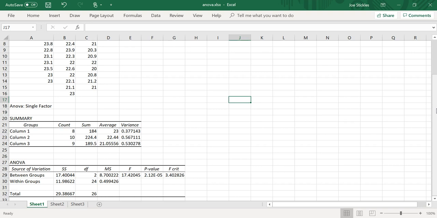That being 0.00002 is pretty darn small. So we would reject in that case. So it means there is one that's different? Yeah, there is one that's different. I didn't say it was one of the three.